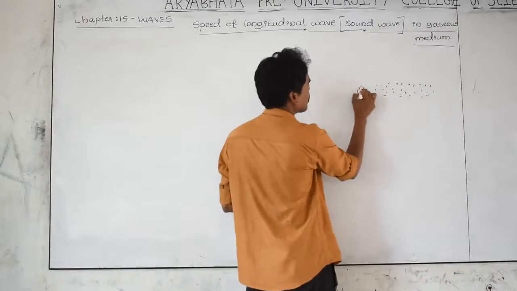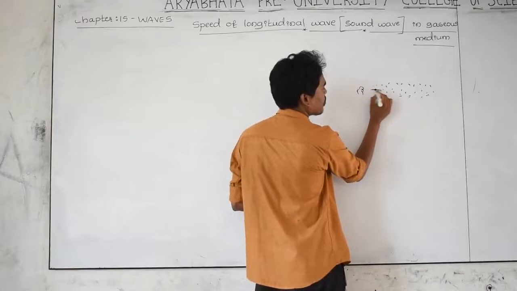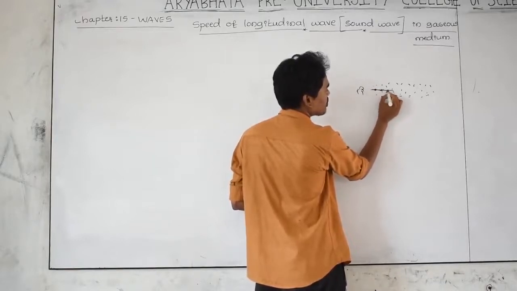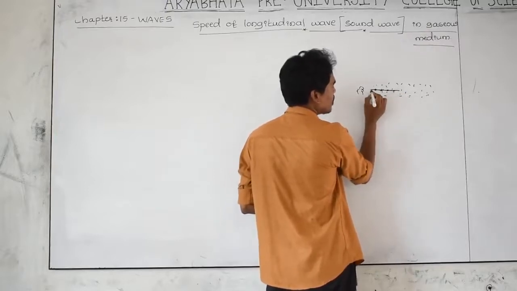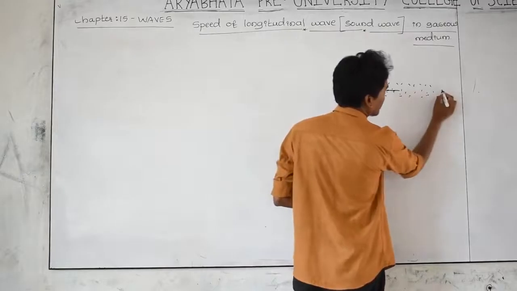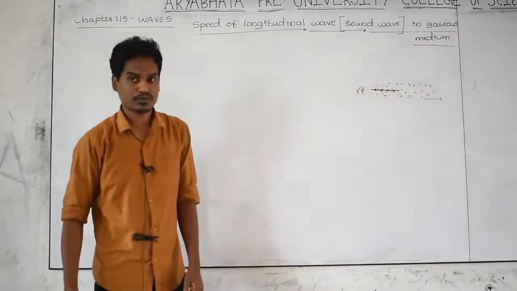When the person talks, he is putting pressure on this air particle, and it vibrates. Because of its disturbance, this particle vibrates, and so on. The disturbance is moving in this direction. The disturbance is nothing but a wave.